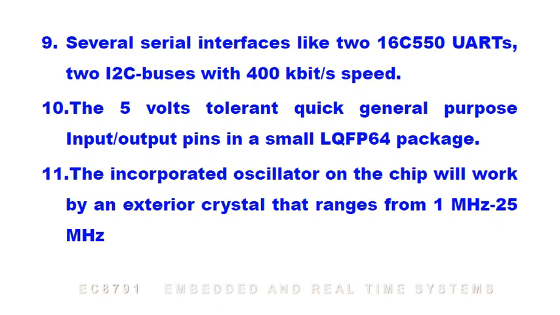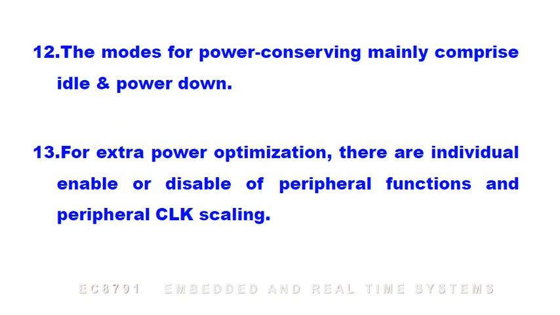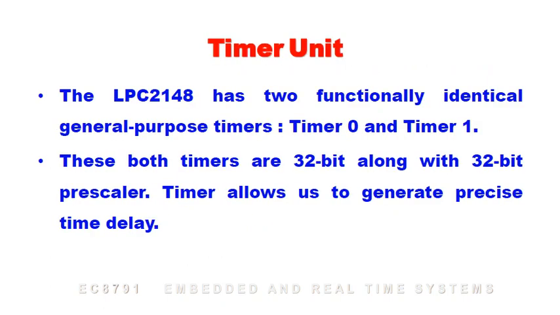The incorporated oscillator on the chip works with an external crystal that ranges from 1 MHz to 25 MHz. The modes for power saving mainly comprise idle and power down. For extra power optimization, there are individual enable or disable of peripheral functions and peripheral clock scaling.